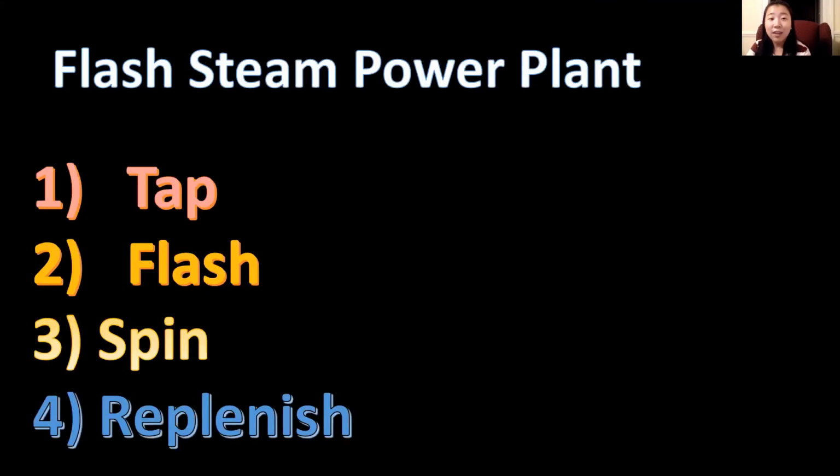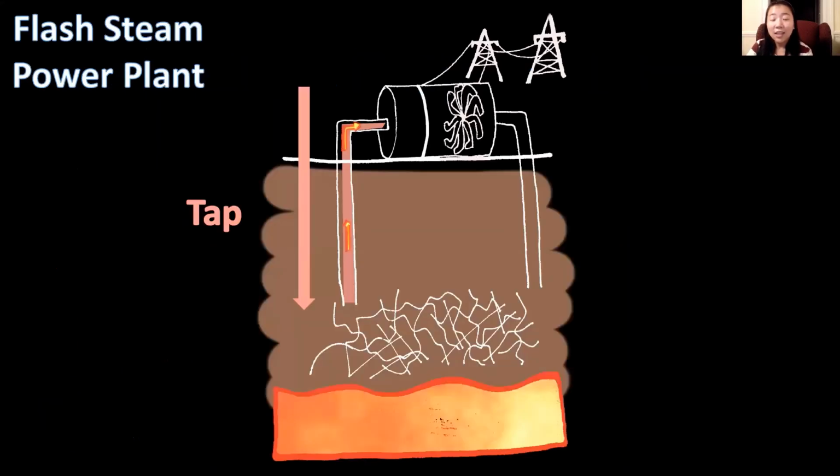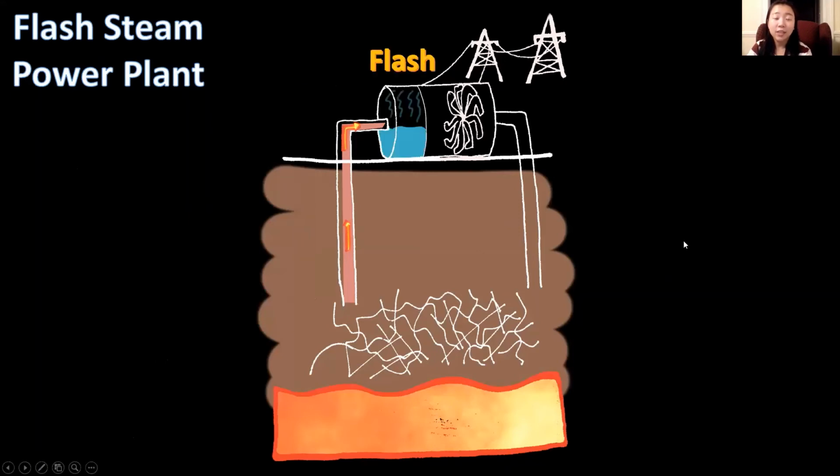Now, consider a case where the hot water underground in the geothermal reservoir is at least 350 degrees Fahrenheit. In this case, we still go through the same process of tapping the source and allowing the hot water to flow through the pumps. And now this time, instead of going directly to spin the turbine, there is a flash tank. This flash tank has a lower pressure, which allows the hot water to vaporize immediately.